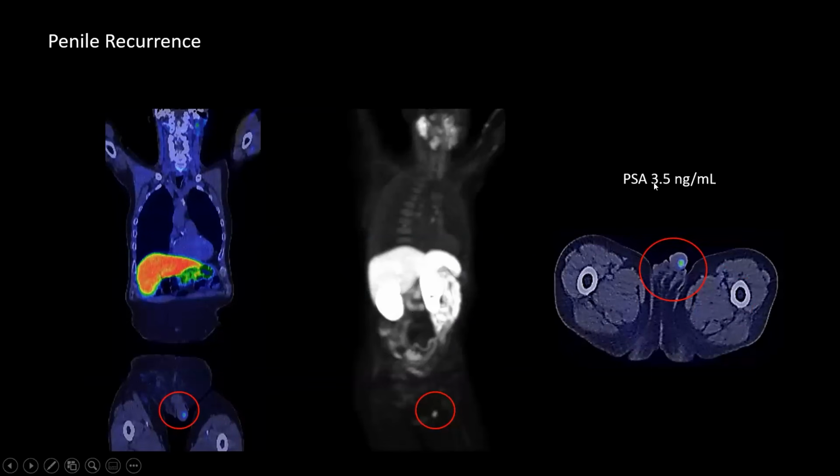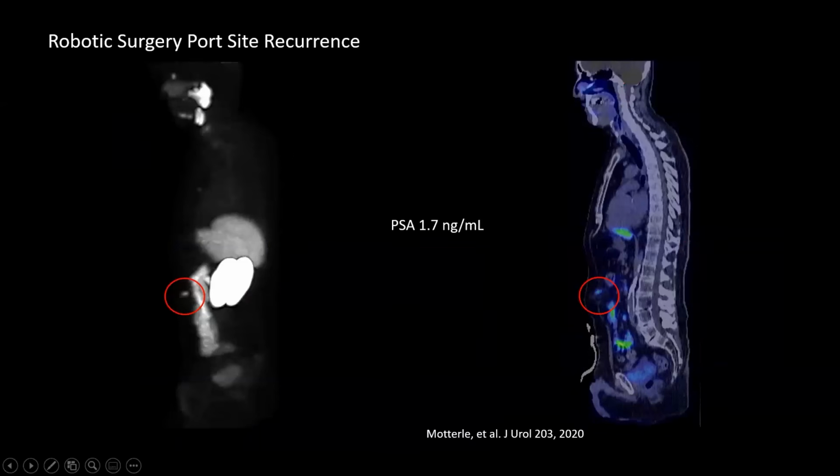Here's a gentleman that has a PSA of 3.5, and his cancer has metastasized to the very tip of his penis. This is a solitary metastasis in the tip of the penis. Here's an individual that has this curious lesion right next to his belly button, PSA 1.7. So how on earth does prostate cancer end up next to the belly button? Well, this happens to be the place where the robot surgery port was placed in.